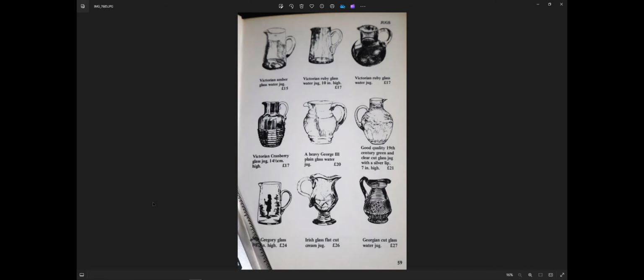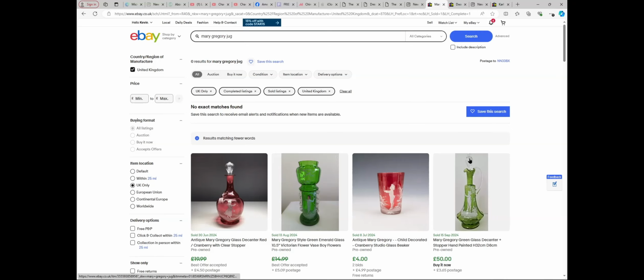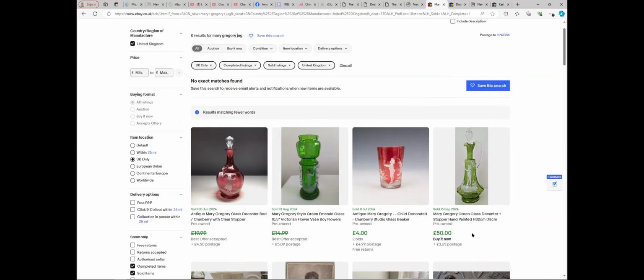Okay, so the one we're looking at here is this Mary Gregory jug. I don't think you're going to make any money on these ones here. You might even get less for them today. But this one, £24, used to be collectible. People used to go after Mary Gregory stuff. And you have to remember it has to be 8 times that, so it should be nearly coming up to £200. And if you go to eBay, there's one Mary Gregory jug that's sold £50 by it now.